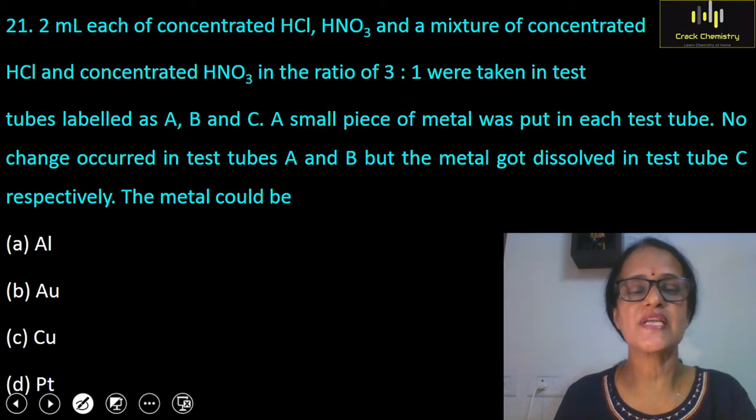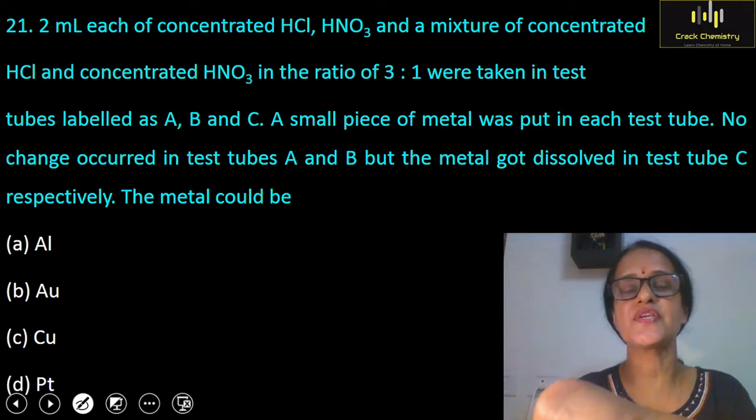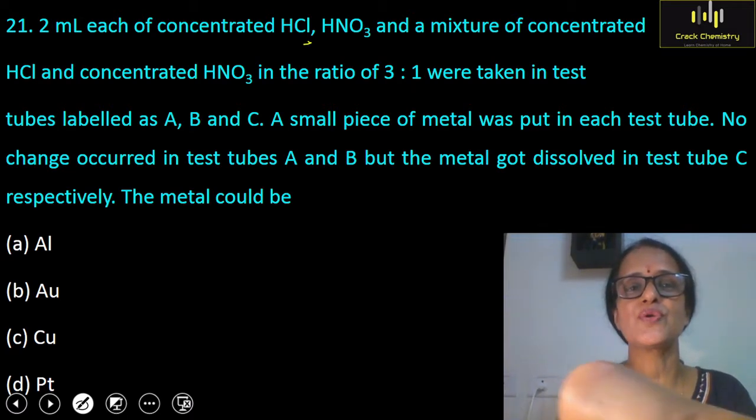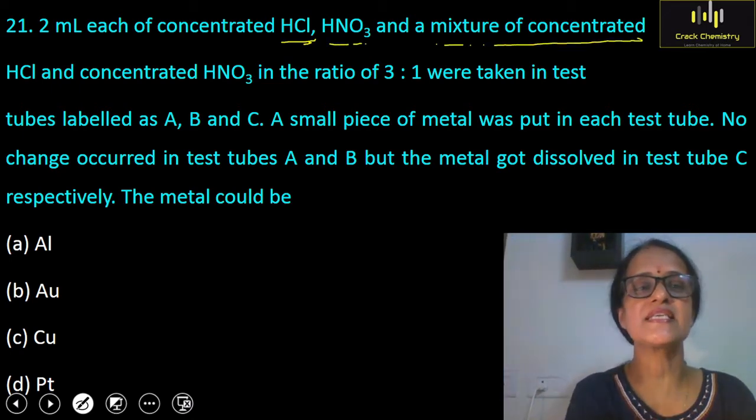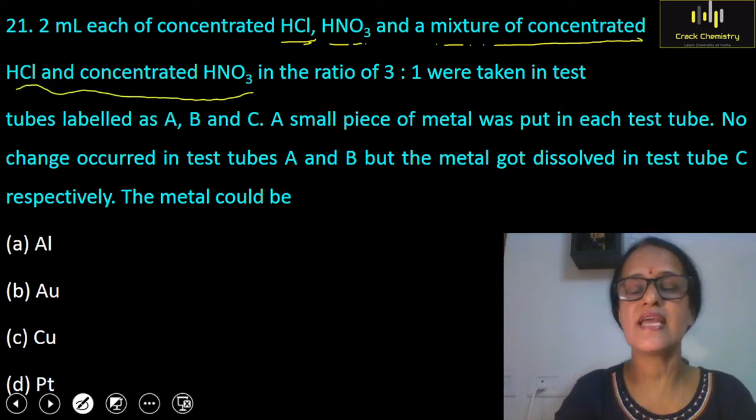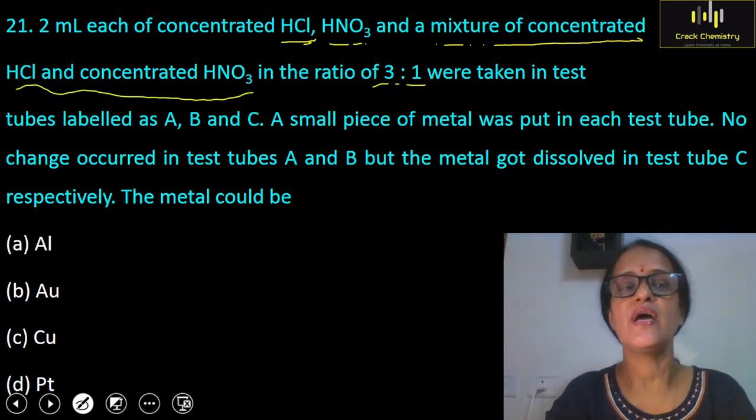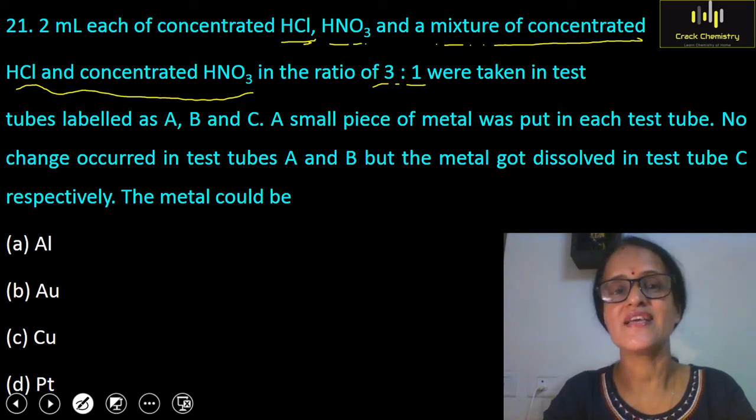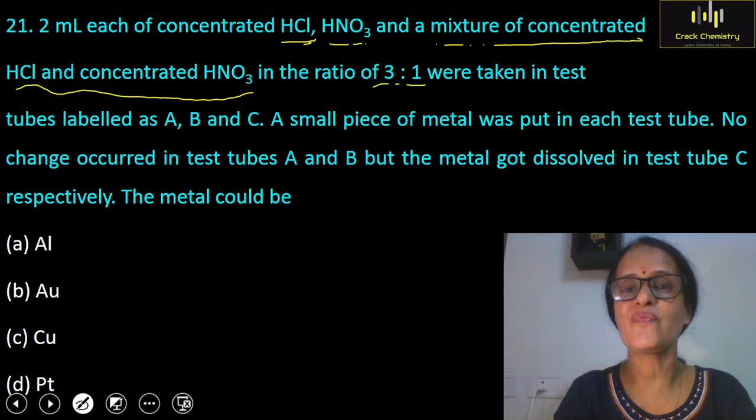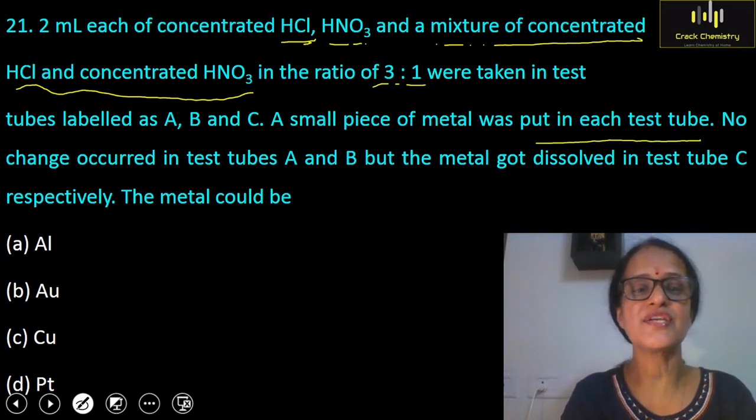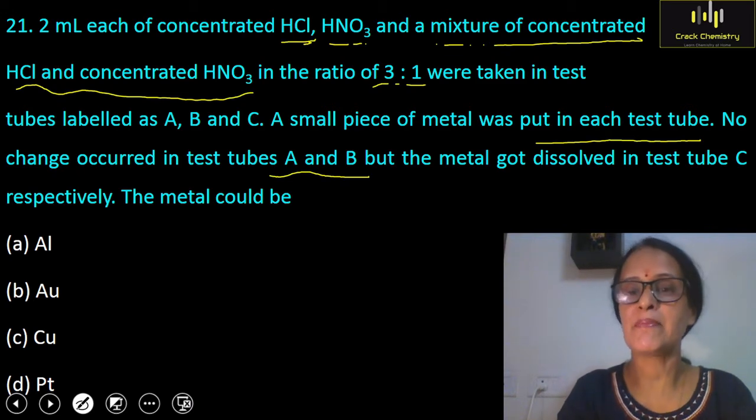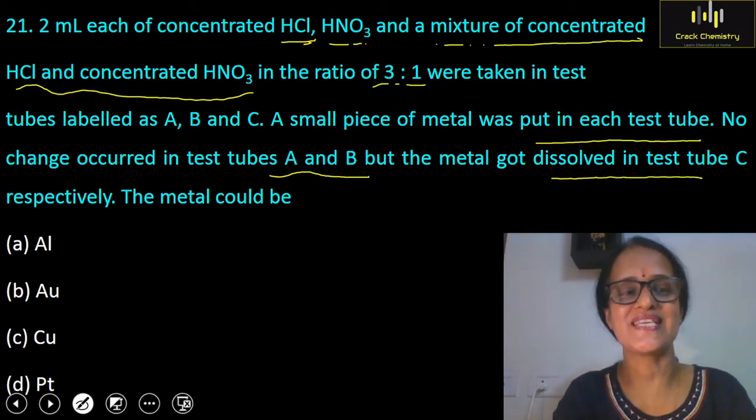Our first question is: 2 ml each of concentrated HCl, HCl is hydrochloric acid, nitric acid is HNO3, and a mixture of concentrated HCl and concentrated nitric acid in the ratio of 3:1 were taken in test tubes labeled as A, B and C. Then a small piece of metal was put in each test tube. No change occurred in test tubes A and B, but the metal got dissolved in test tube C.